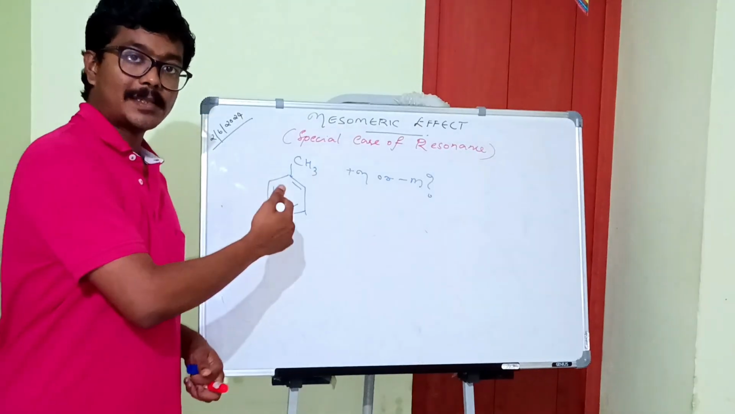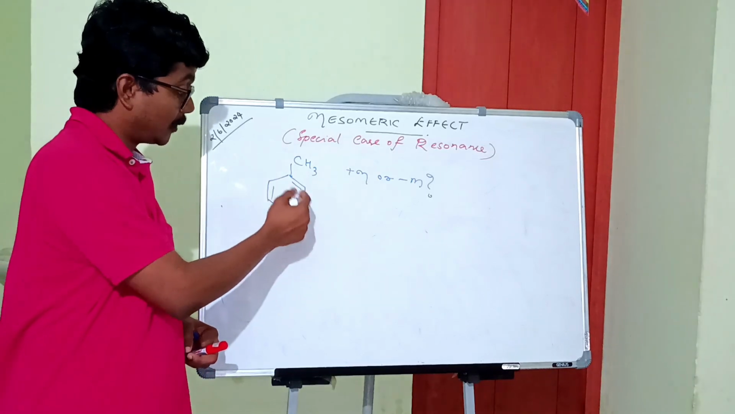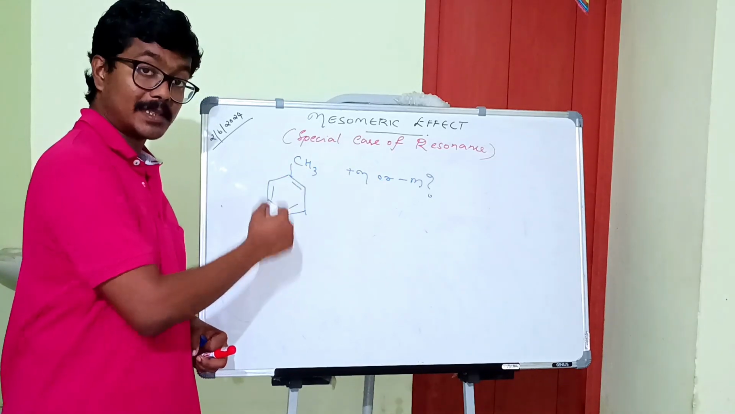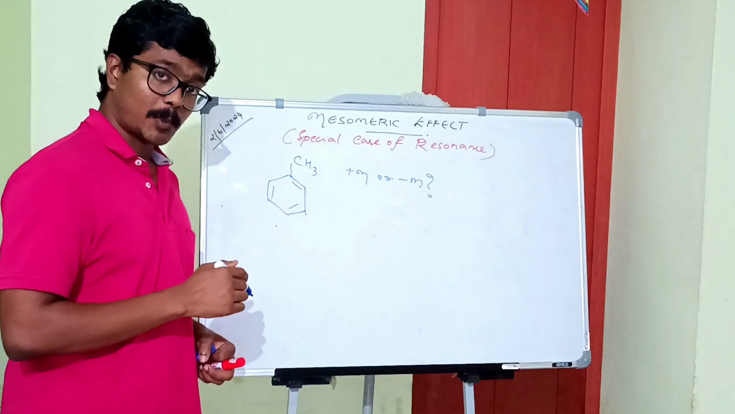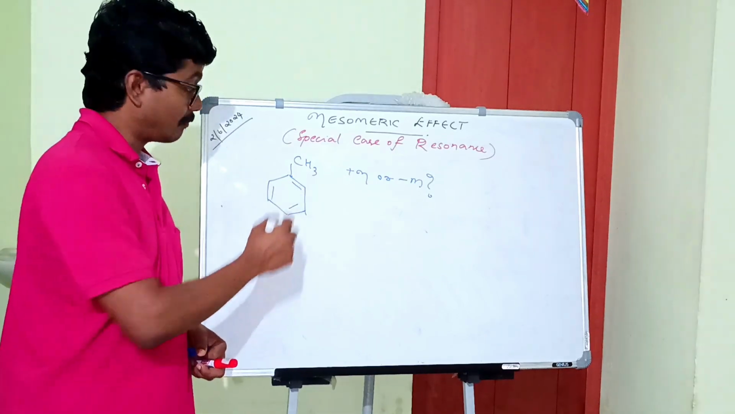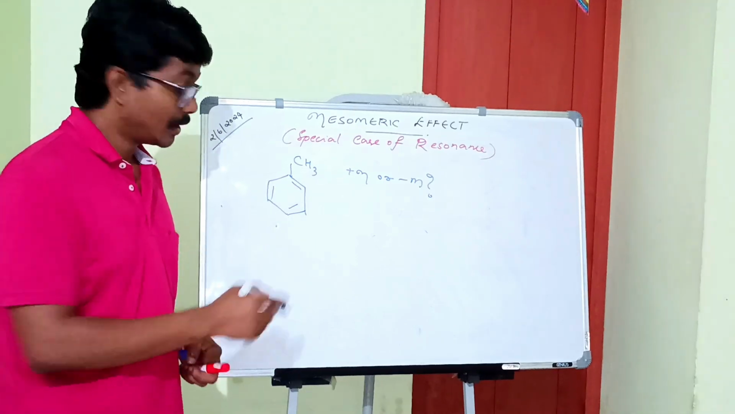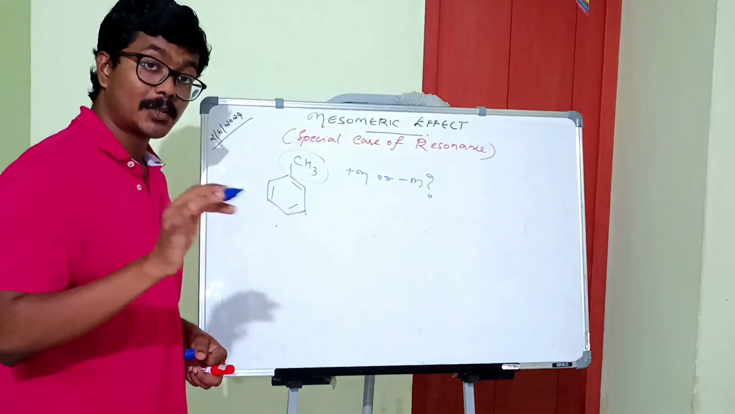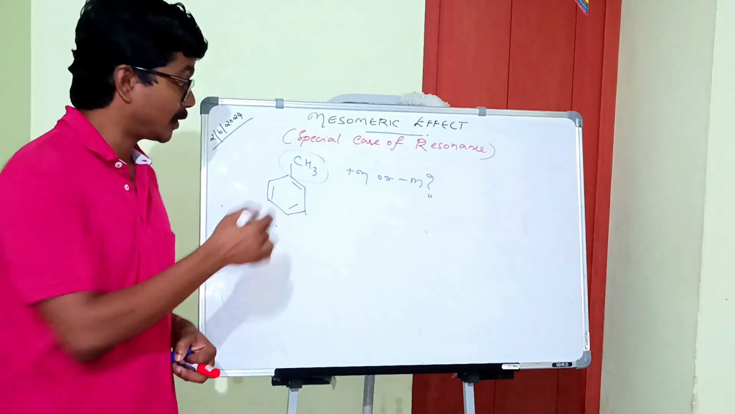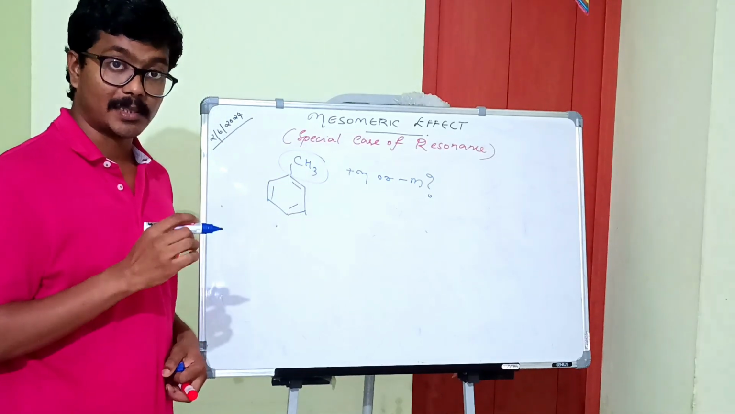Right? So let's consider this example. This is called toluene. An alkyl group is connected to the benzene ring. Resonance is possible by direct observation because pi bonds are in alternating positions. But whether this group has any plus M or minus M effect, no. Because an alkyl group does not show any plus M or minus M effect because it does not carry any lone pair or double bonds or anything.